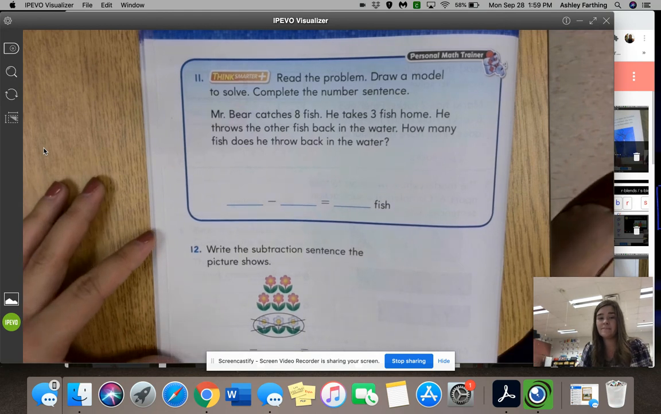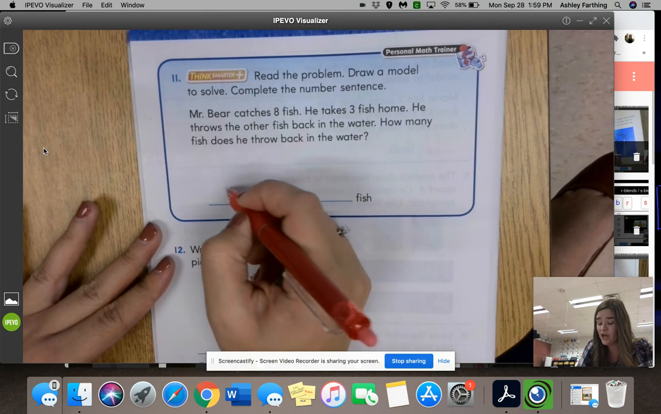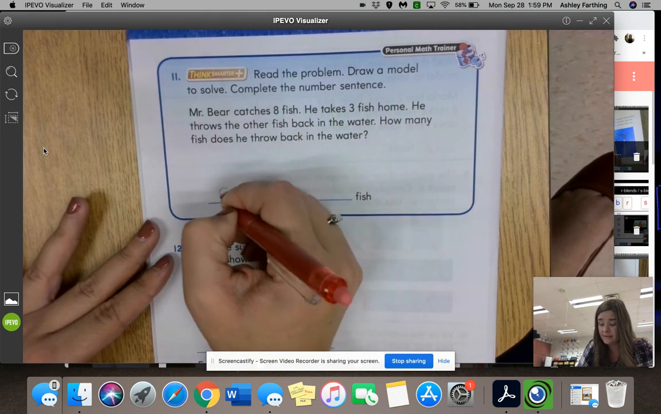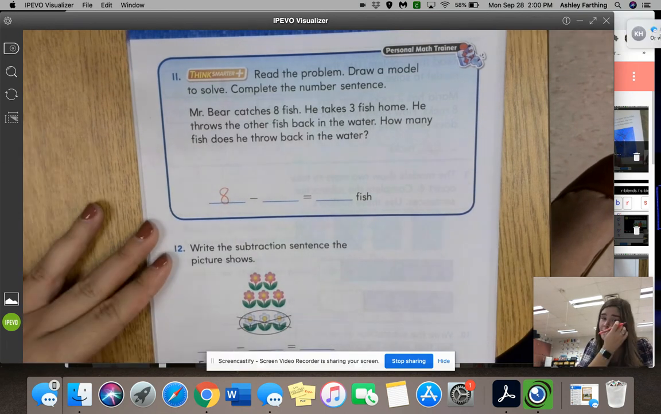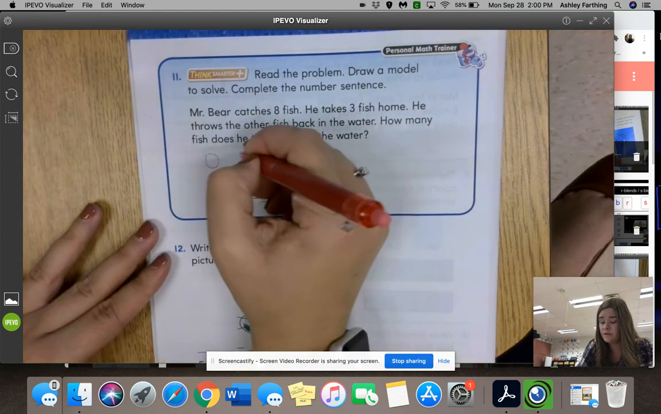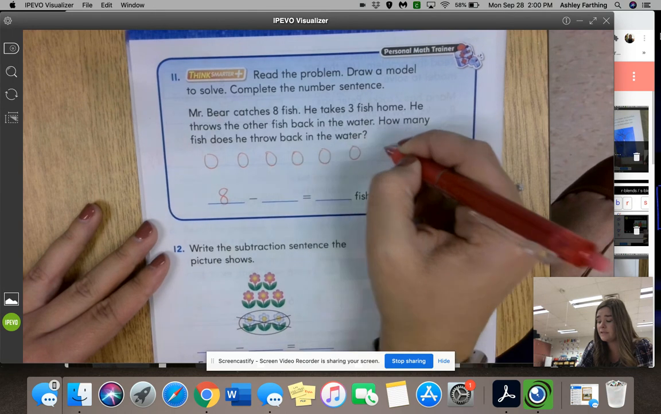Let's see. He starts out with 8 fish. It wants us to draw a picture. So we know we're starting out with 8 because we always start out with our bigger number. 8. Now let's draw our 8 circles. 1, 2, 3, 4, 5, 6, 7, 8.